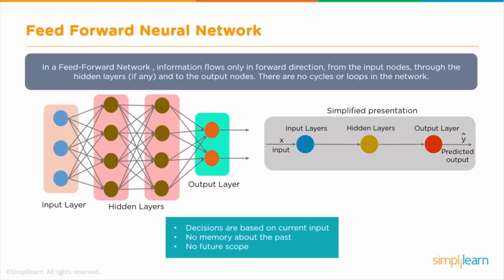So we talk about a feed-forward neural network. In a feed-forward neural network, information flows only in the forward direction, from the input nodes through the hidden layers, if any, and to the output nodes.